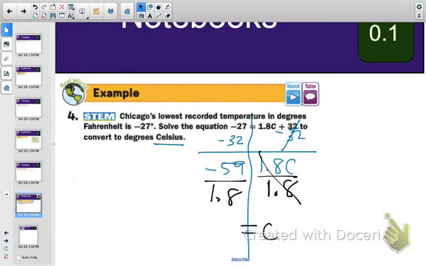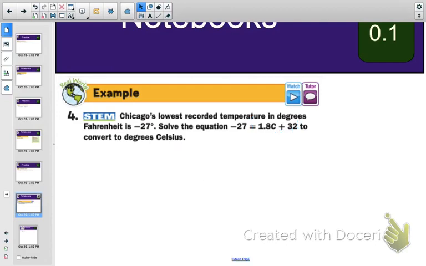So we'll get Celsius temperature is, let's see, negative 59 divided by 1.8, which is negative 32.78. Hope that's right. I mean, the math looks right, so I guess so. So about negative 32.78 degrees Celsius. Alright, next one, last one.